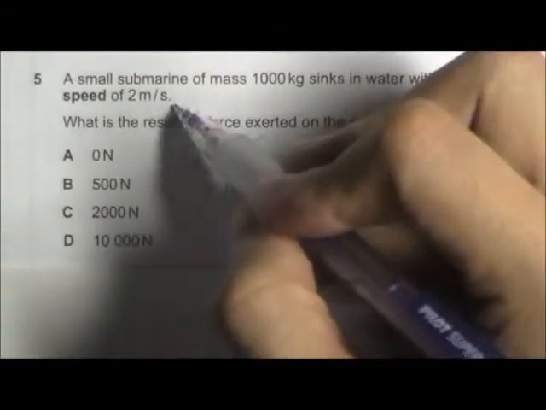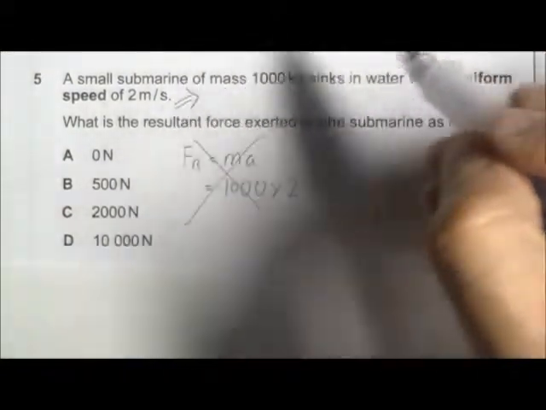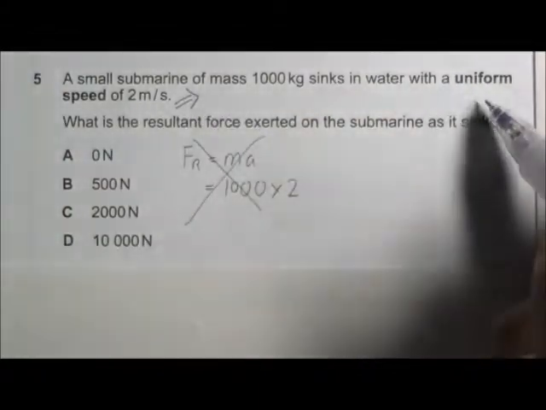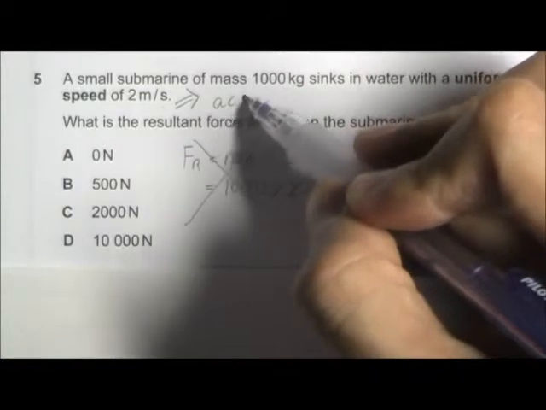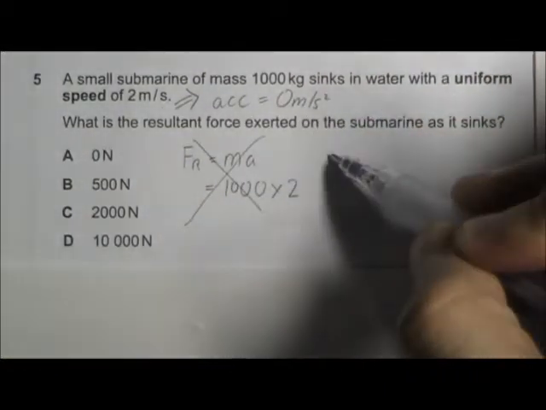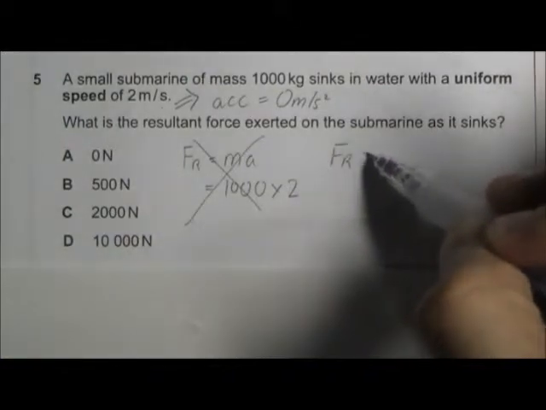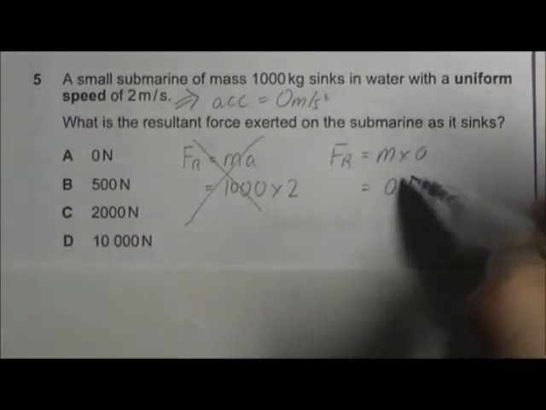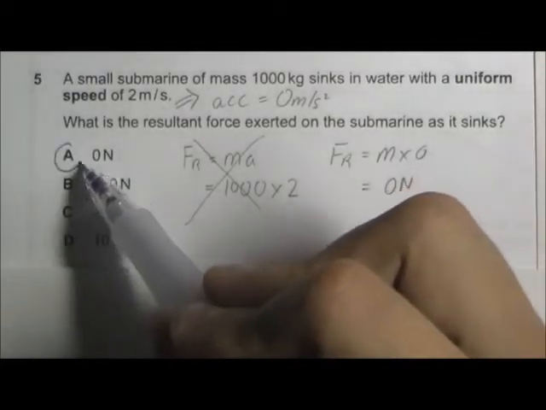So from here, we can actually deduce the acceleration. Uniform speed of 2 meters per second. Whenever we see uniform speed, that means the acceleration is equal to 0 meters per second squared. So using the formula, resultant force is equal to mass times 0, we will get 0 Newton. So the answer should be A.